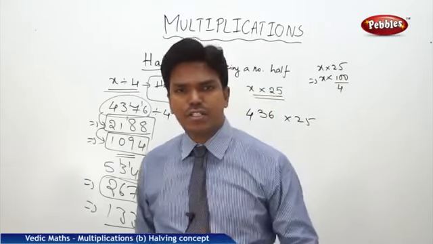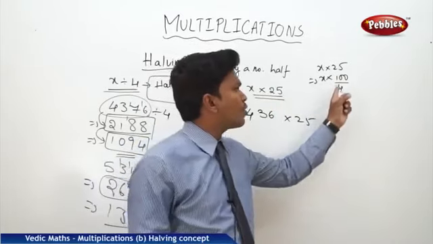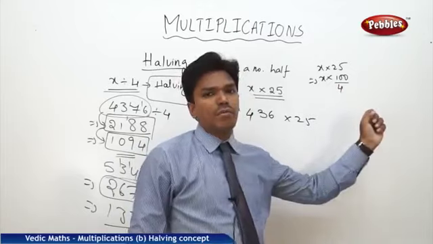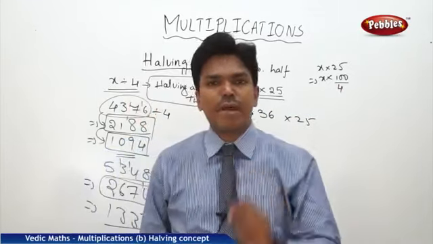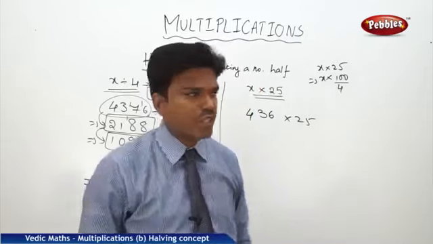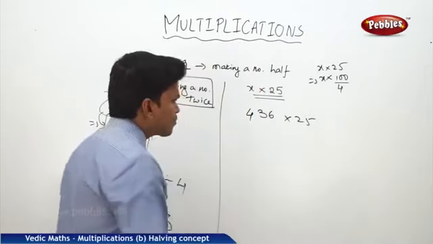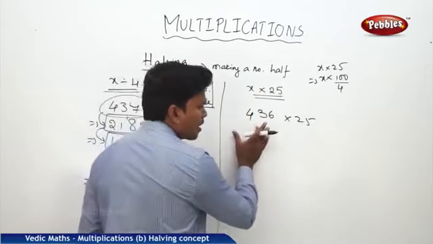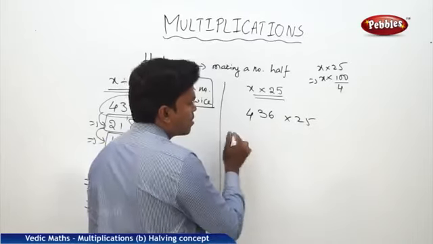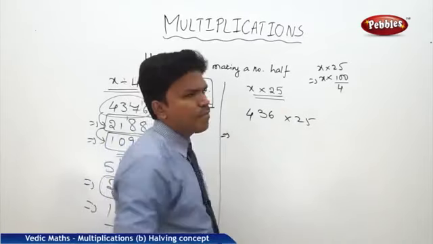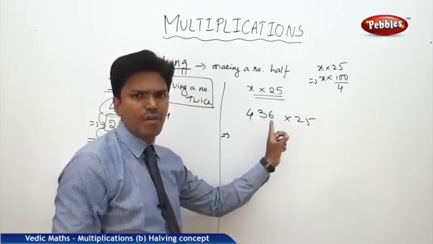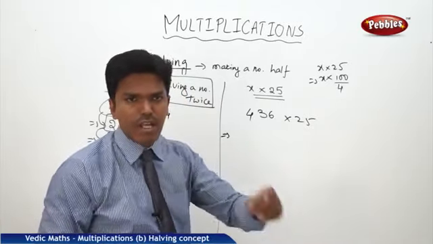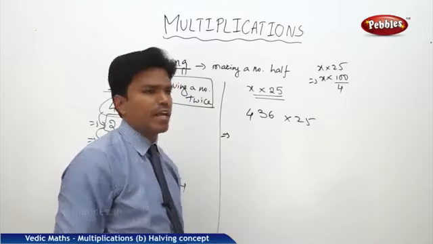But here, a small change. Here we are not going to divide the number twice, but we are going to directly divide the number by 4. So how? See here, in an easy way. Whenever you are multiplying any number by 25, simply divide the number by 4 directly. Just 436, this is the given number which we need to multiply with 25. So simply divide the number by 4 directly.